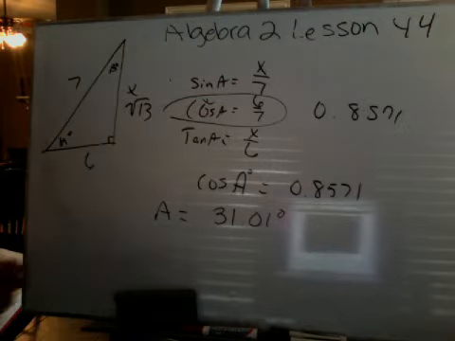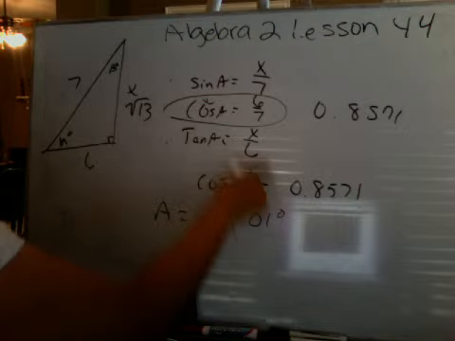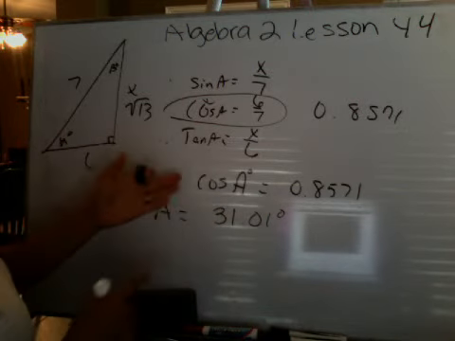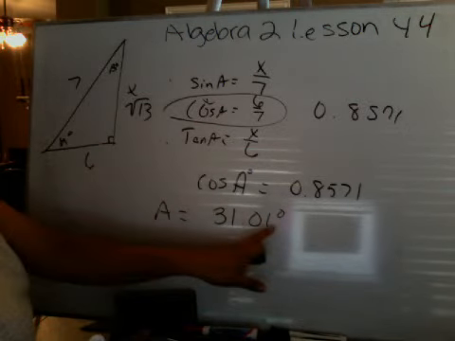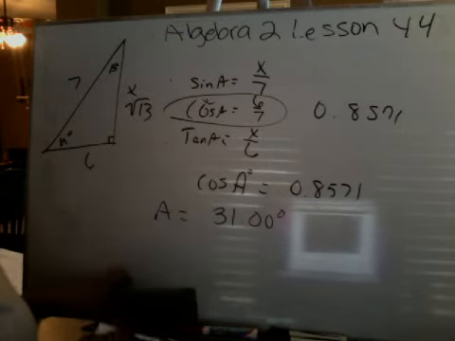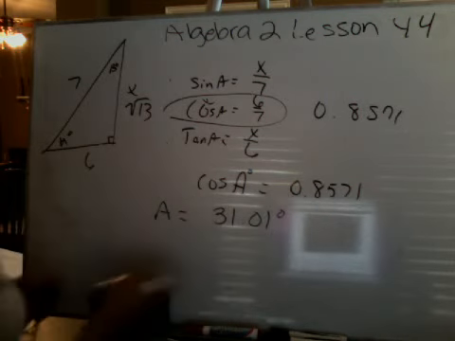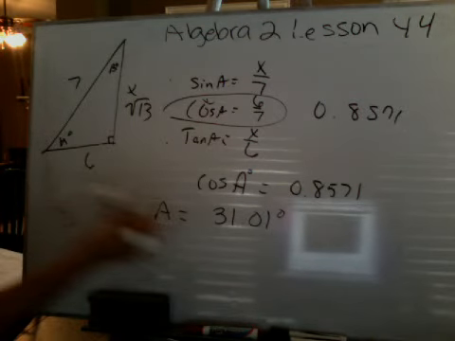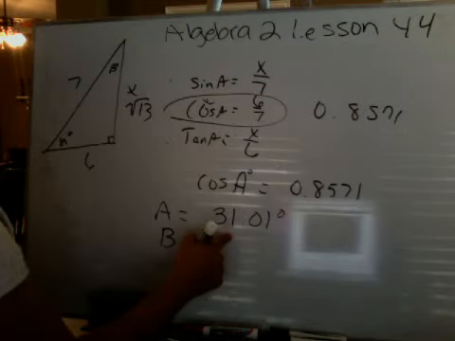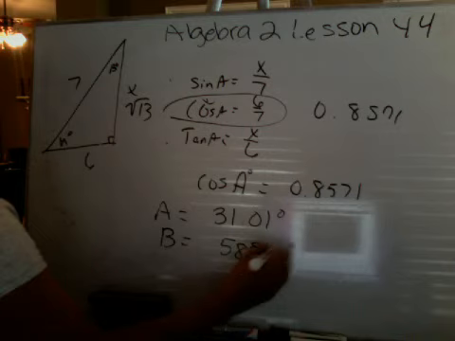Now, if you didn't round, and if you divided this in your calculator and then went straight to inverse of cosine, you actually get 31 if you round to 2 decimal places. So it's just on your rounding. Because they round it first, it rounds up. So if A is that, what is B? You subtract this from 90 degrees, which is 58.99 degrees.